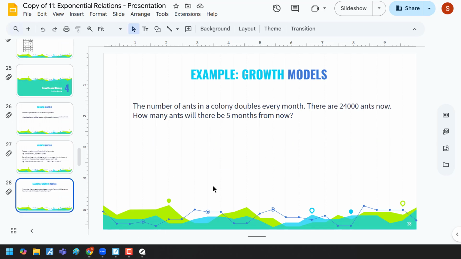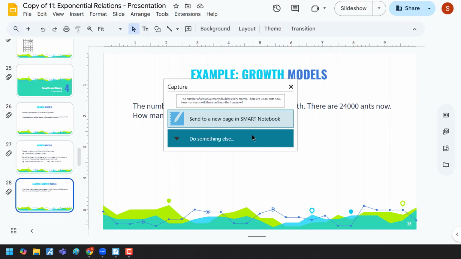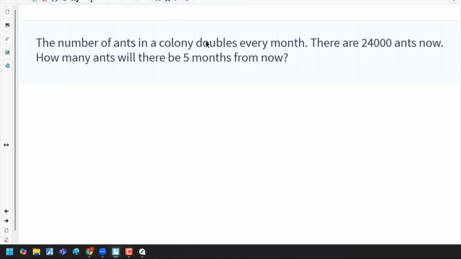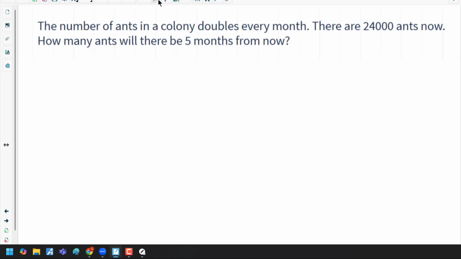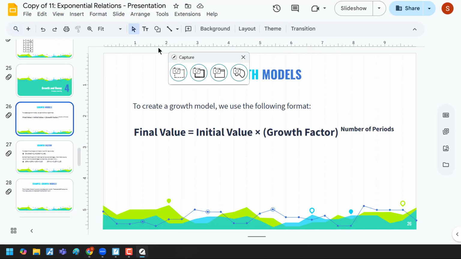So let's do an example here. The number of ants in a colony doubles every month. There are 24,000 ants now. How many ants will there be in 5 months from now? Pretty straightforward. Let's go back to our general formula here.